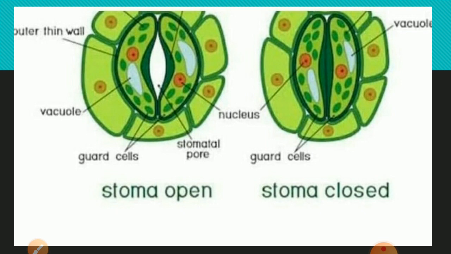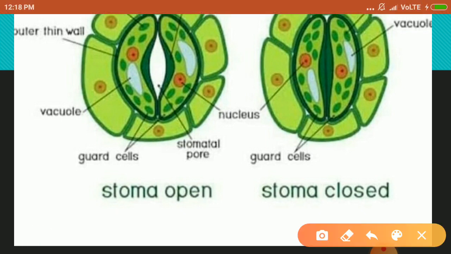A number of tiny pores present on the surface of the leaf are called stomata. Structurally, a stoma is made up of two guard cells. You can see these two guard cells. In dicots, the guard cells are kidney or bean shaped, while in monocots, the guard cells are dumbbell shaped.